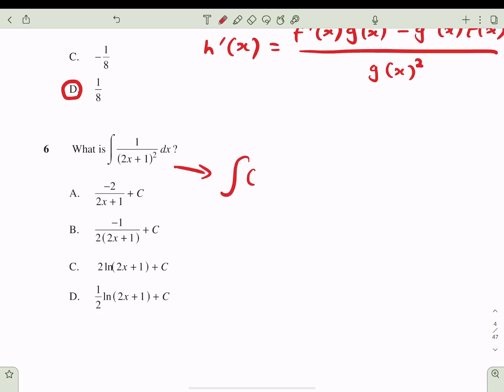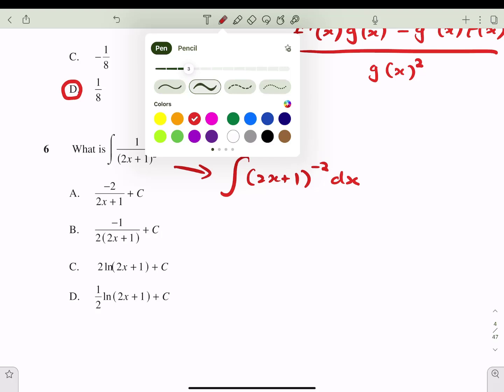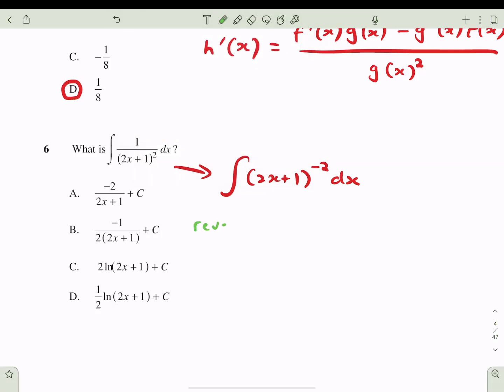Integral of (2x + 1) to the power of negative 2 dx. Okay, so negative indices just make it easier when we're actually integrating. But before we integrate, there's one thing we should remember, and that's what we call reverse chain rule. If we don't remember reverse chain rule, it's basically the fact that whenever I integrate a bracket or a composite function such as this one, I need to remember to multiply by the reciprocal of the derivative inside the bracket. So that's quite a wordy sentence.